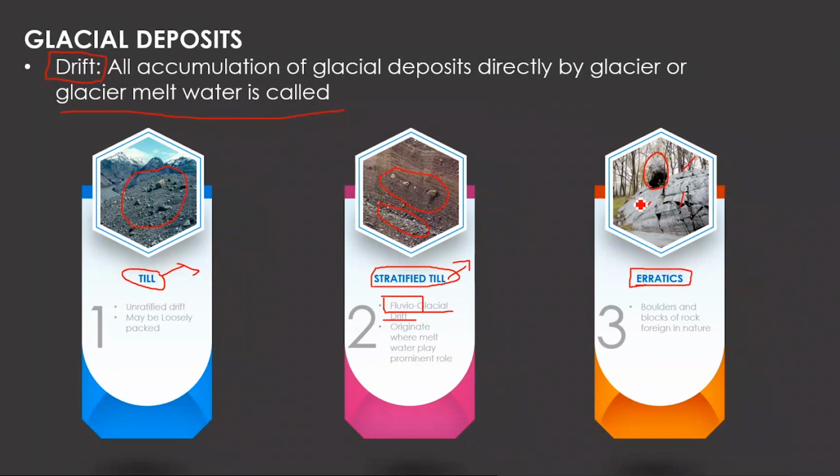Okay, the rock type you are getting in the area where it is deposited is completely foreign. There is no source in the nearby region. So this kind of deposit what we get, we call it erratics. Okay, so these are the main glacial deposits.